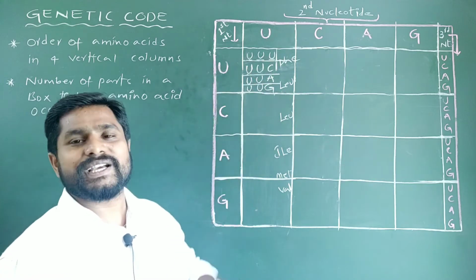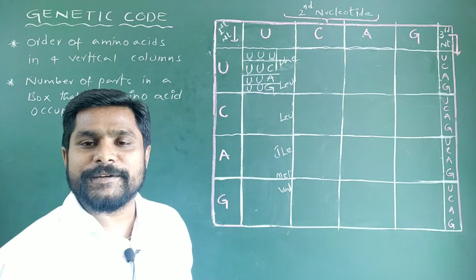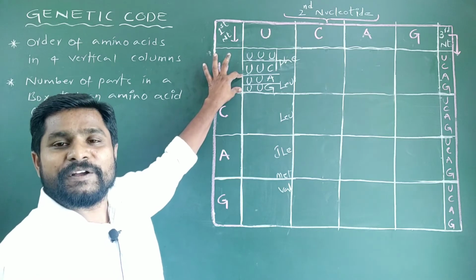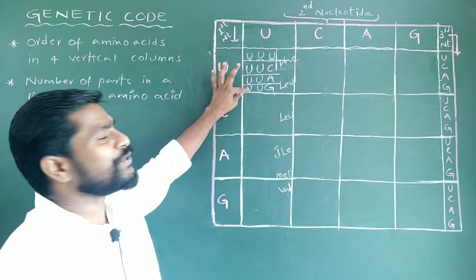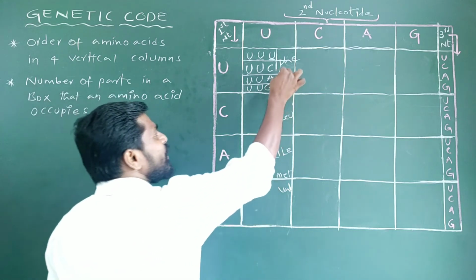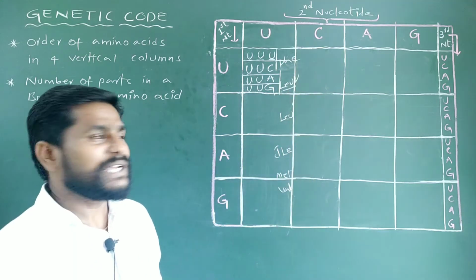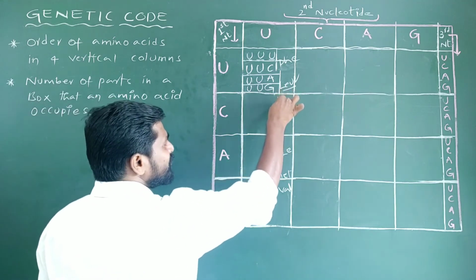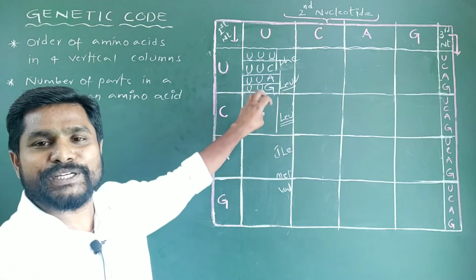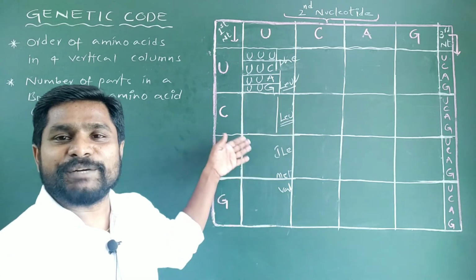Actually, the UUU and UUC come in the first half of the first box of first vertical column to code amino acid phenylalanine. Likewise, the second half of the first box of first vertical column, which means the third triplet codon and fourth triplet codon, are actually coding for the amino acid leucine. Nothing but the second half of the first box of first vertical column is being occupied by leucine. Likewise, the second box of first vertical column is entirely occupied by leucine, which means whatever the triplet codons, the 4 triplet codons of this box are actually coding for the amino acid leucine. You know what type of triplet codons come here.